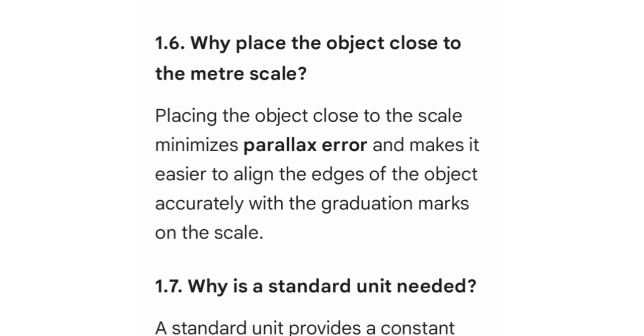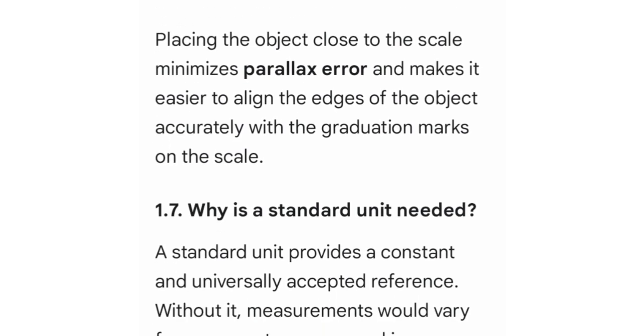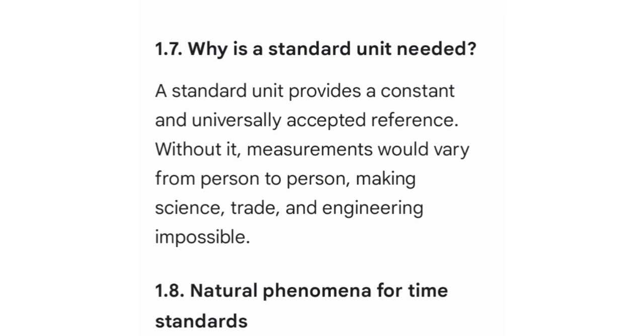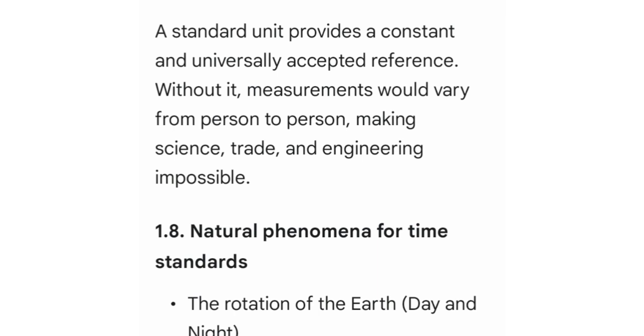In question 1.6, why place the object close to the meter scale? Placing the object close to the scale minimizes parallax error and makes it easier to align the edge of the object accurately with the graduation marks on the scale. In question 1.7, he says, why is a standard unit needed? The answer is a standard unit provides a constant and universally accepted reference. Without it, measurements would vary from person to person, making science, trade, and engineering impossible.